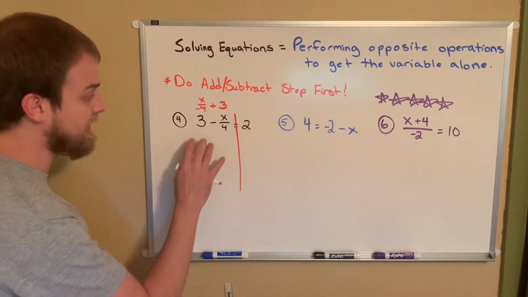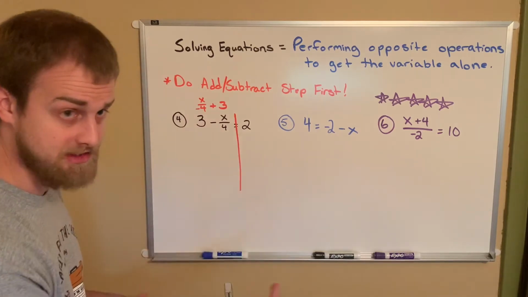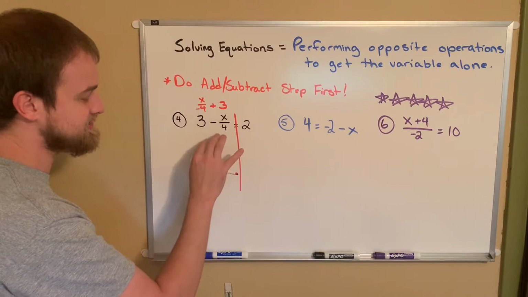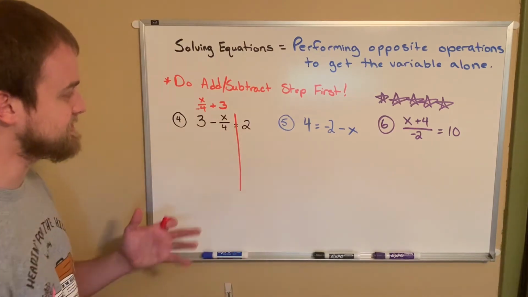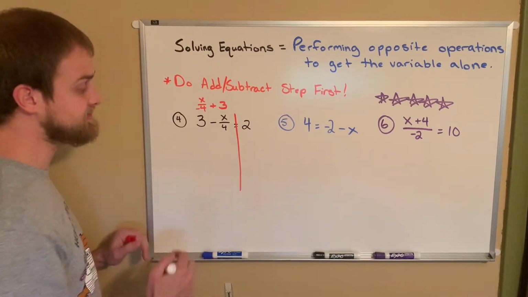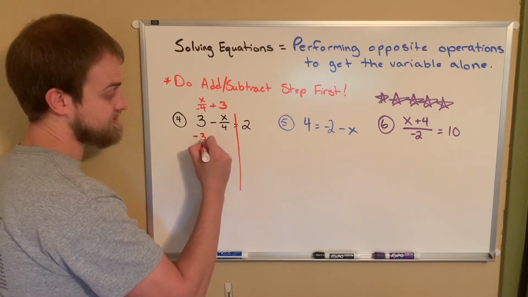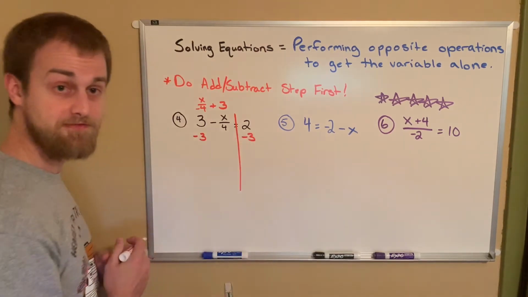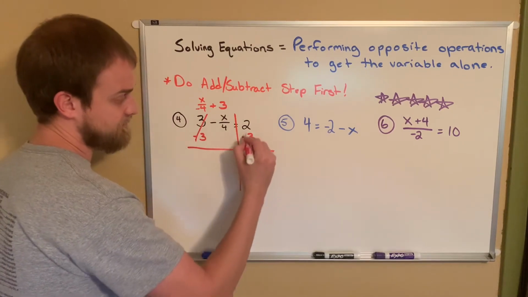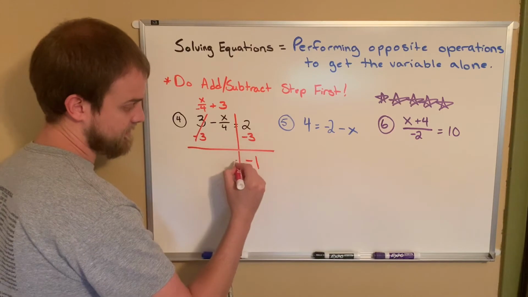Well, okay, I have a positive 3 that I need to get rid of. I have this multiply step here, but it's kind of weird because I have this minus here, but we'll address that as we go. We're going to do our add subtract step first. So I need to make a positive 3 go away. I'll subtract 3 from both sides. They'll cancel out, and I'm left with negative 1 over here equals.